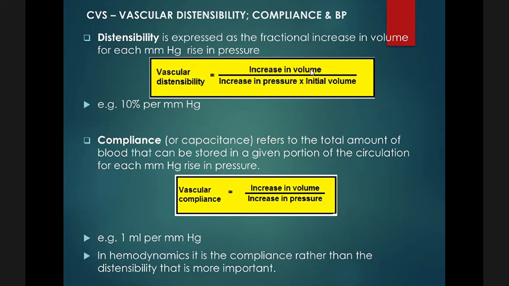Paano yan? So, for example, 10 ml yung amount ng pagtaas ng pressure by 1 millimeter mercury, the volume has also increased by 10 ml. So therefore, the compliance is just 10 ml per every 1 millimeter mercury rise. But distensibility will be like 100% kasi 10 ml siya, 10 ml siya after.